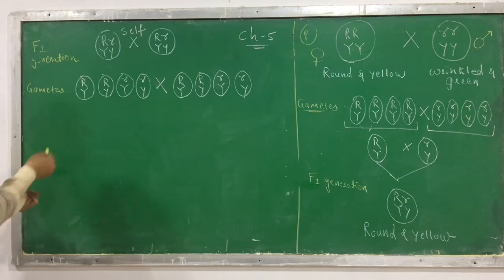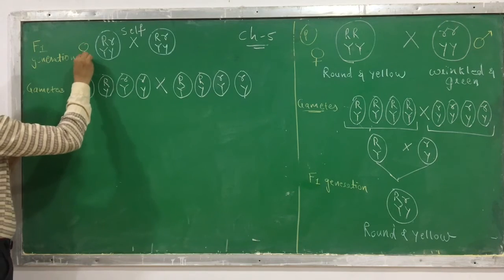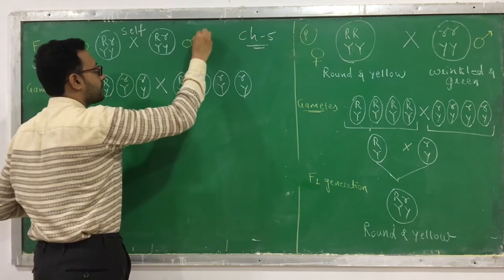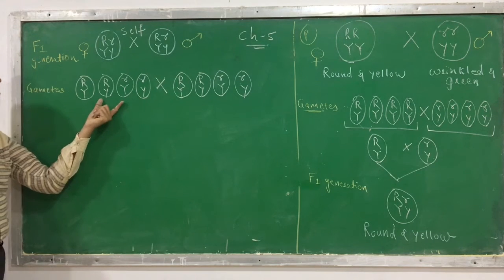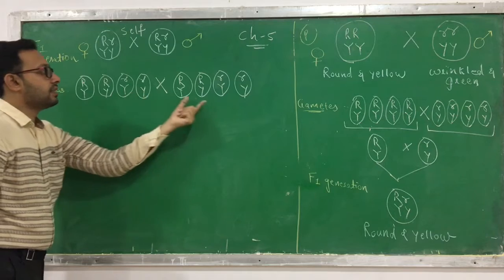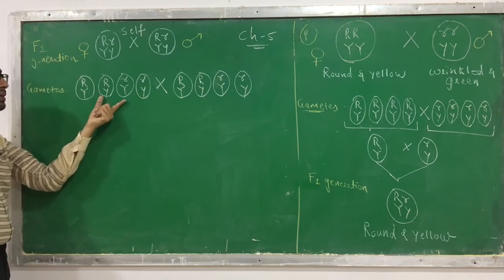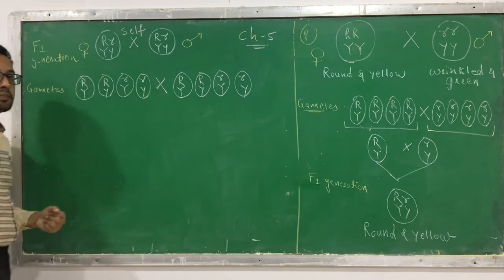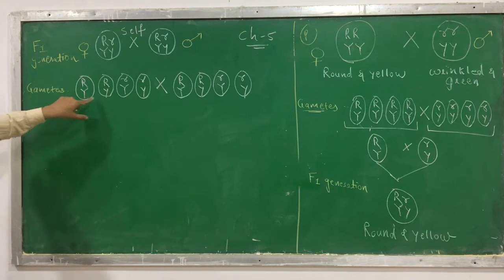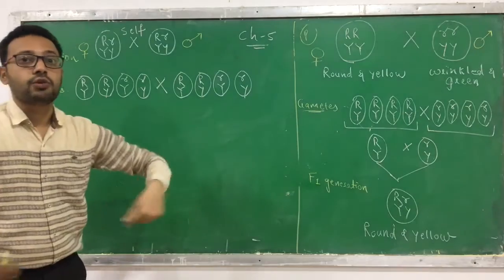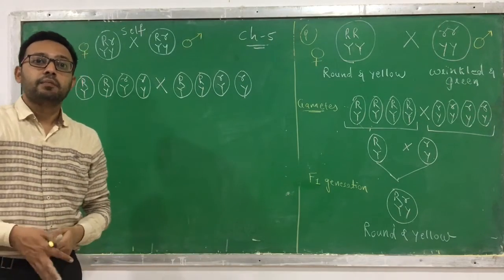Now consider that this is one plant and this is another plant. Okay, one is a male, the other one is a female. So these are the gametes of the female plant and these are the gametes of the male plant. Now here the gametes are not the same. You can see all these 4 gametes are different. So I have to show you all 16 possibilities.